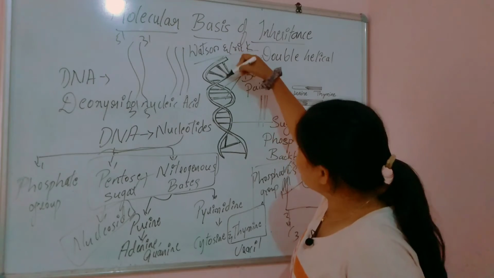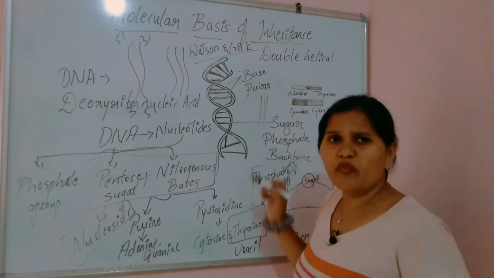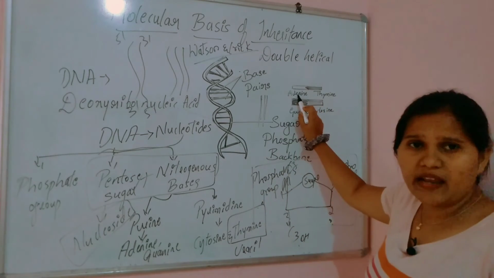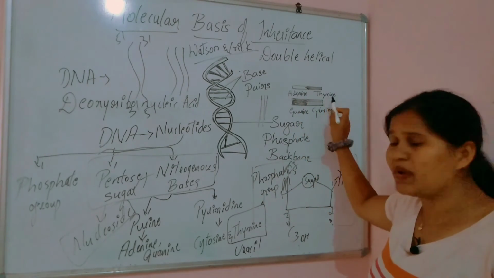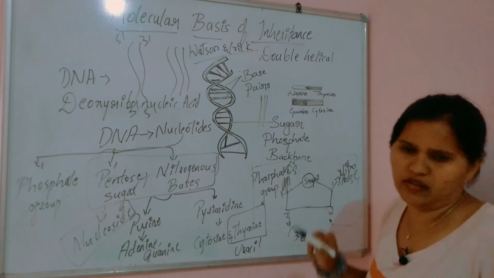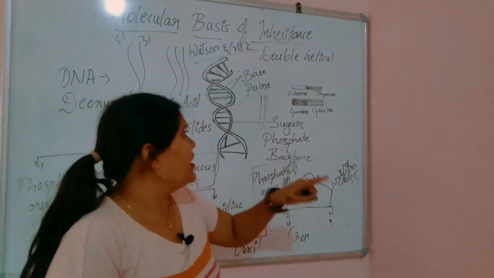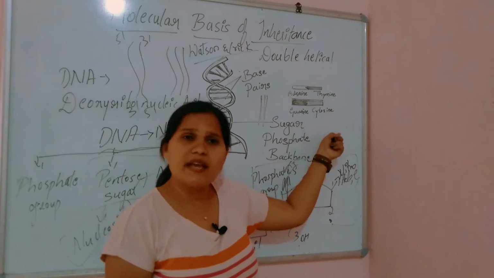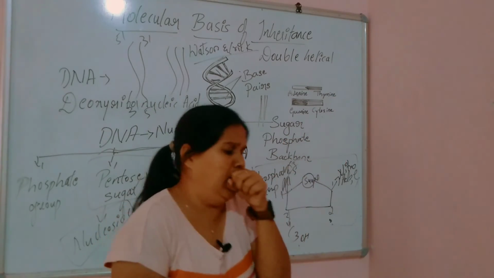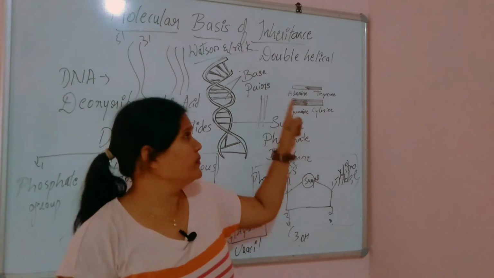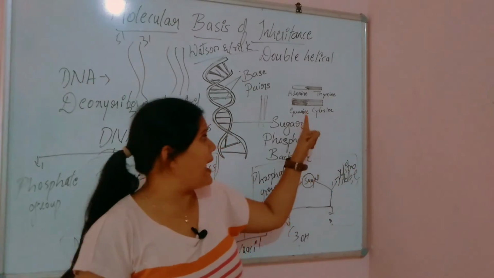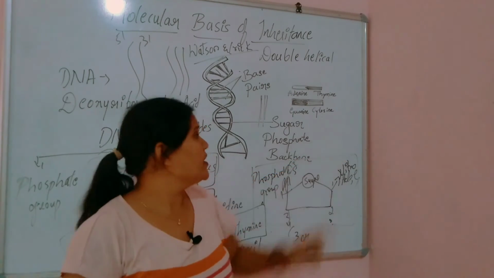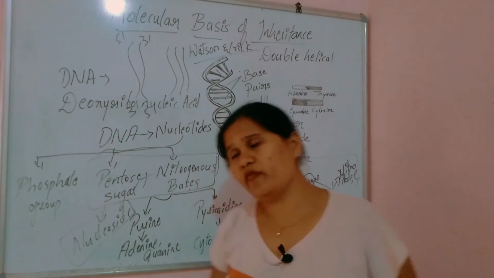And here you can see the base pairs where the pairing takes place. Always remember, adenine will pair with thymine and guanine with cytosine. Always remember that. So we know that adenine and guanine are the what? Purines, where thymine and cytosine are the pyrimidines. But here, while pairing, adenine will pair with thymine and cytosine will pair with the what? Guanine. Got? Is this clear? So this is all about the structure of DNA.